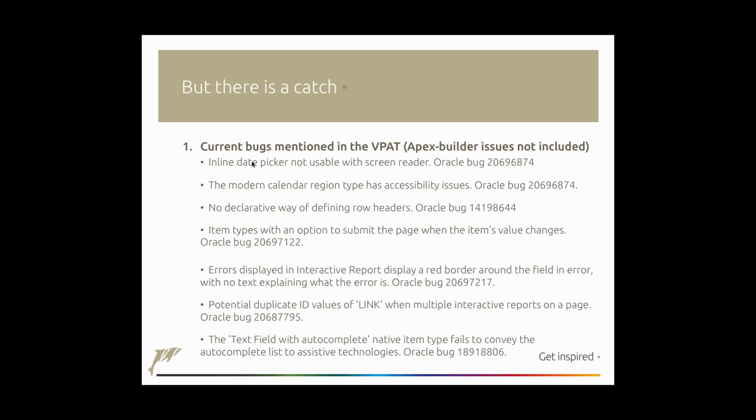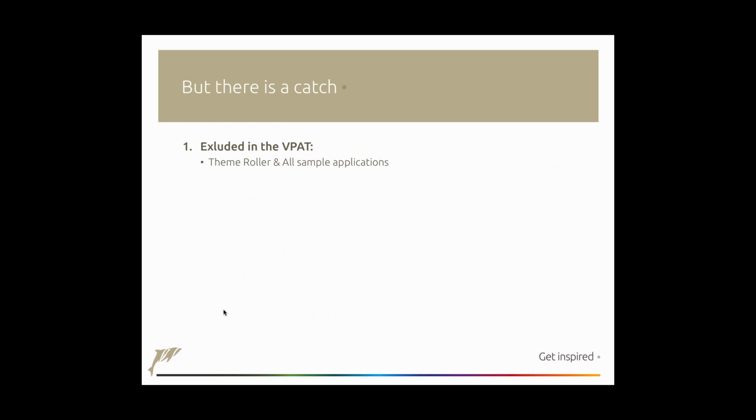And one other thing, I think, is really important. There is no declarative way of defining row headers. Let's go back. That is quite important because our applications work a lot with tables, and explaining how a table is structured to a screen reader is a very important thing, I think. So let's not go through all these bugs. The presentation will be published after the webinar is finished, so you can go through them after that.